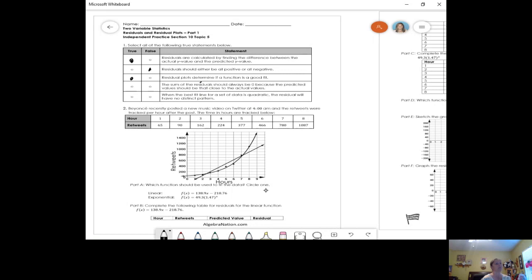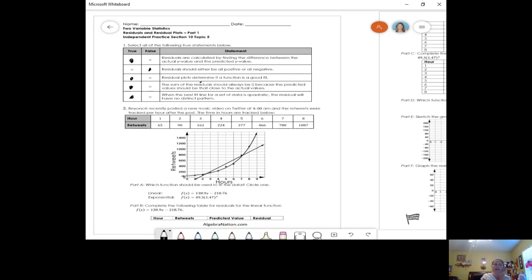True. The sum of residuals should always be 0 because the predicted value should be that close to the actual values. True. When the best fit line for a set of data is quadratic, the residual will have no distinct pattern. That is also true.